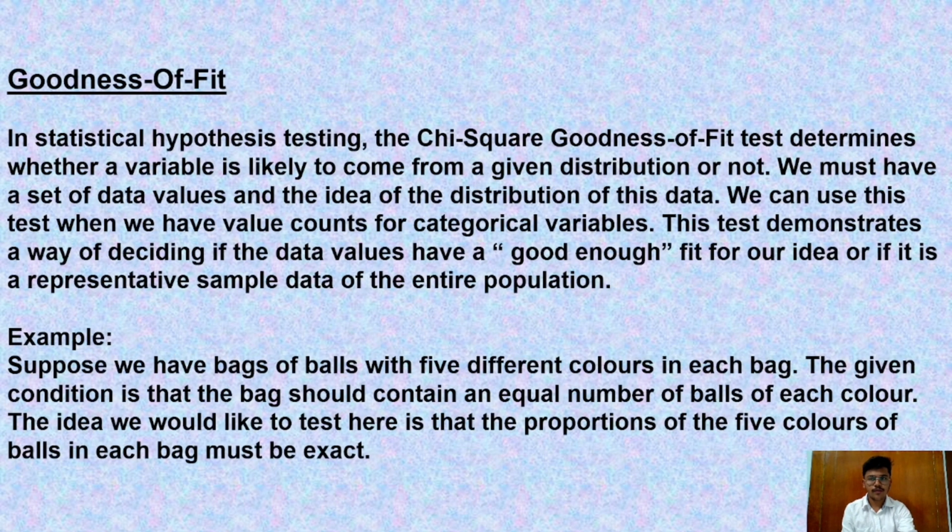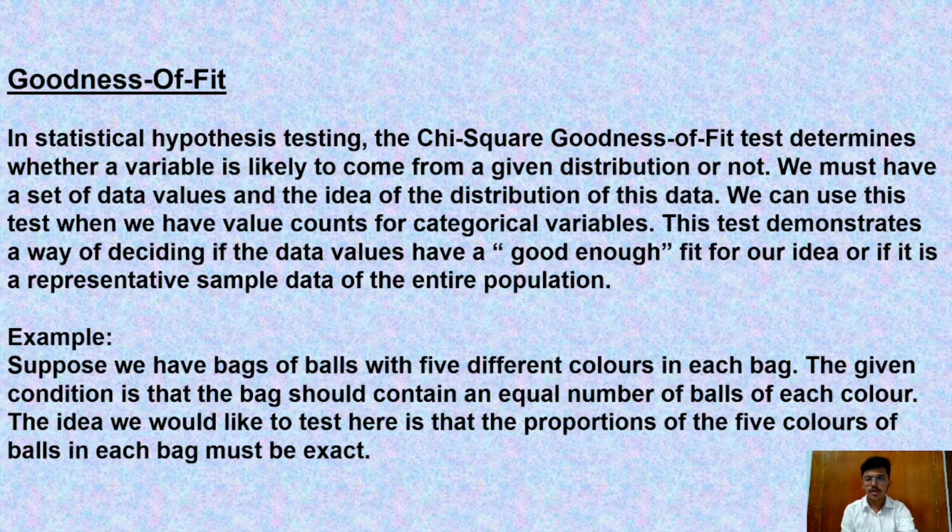So goodness of fit. In statistical hypothesis testing, the chi-square goodness of fit determines whether a variable is likely to come from a given distribution or not. We must have a set of data values and the idea of the distribution of this data. We can use this test when we have value counts for categorical variables, and this test demonstrates a way of deciding if the data values have a good enough fit for our idea or if it is representative sample data for the entire population.